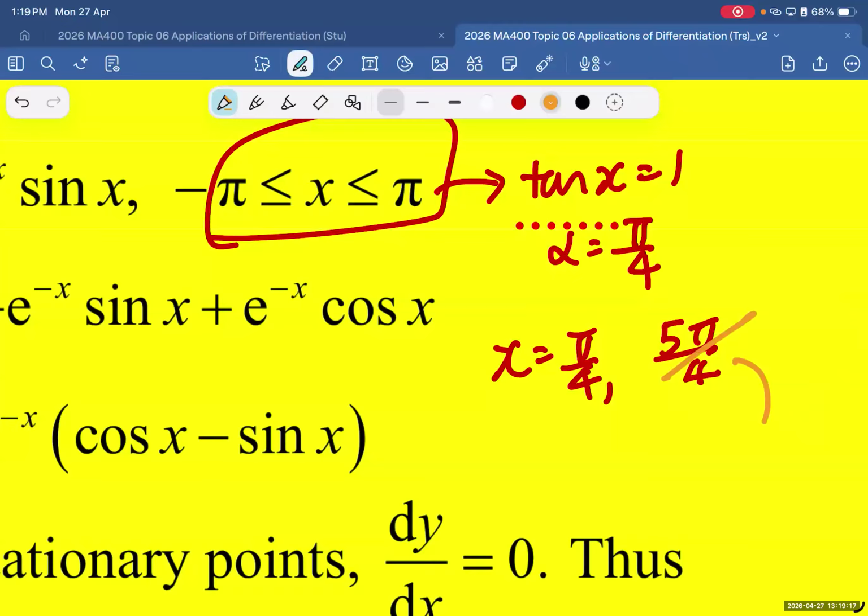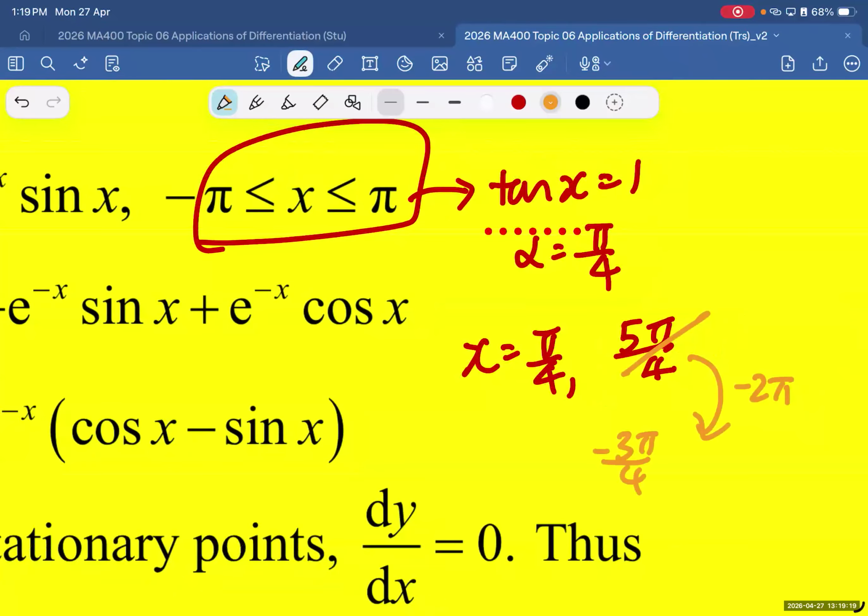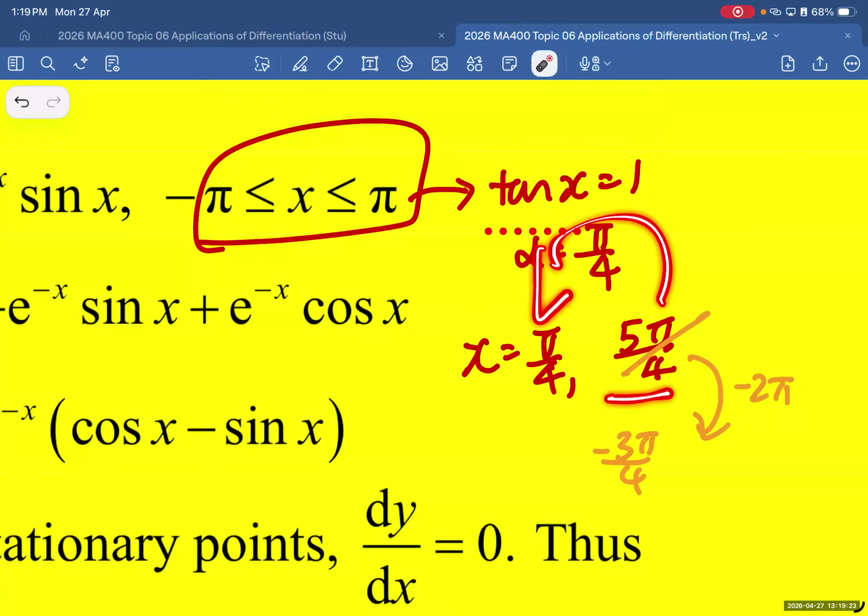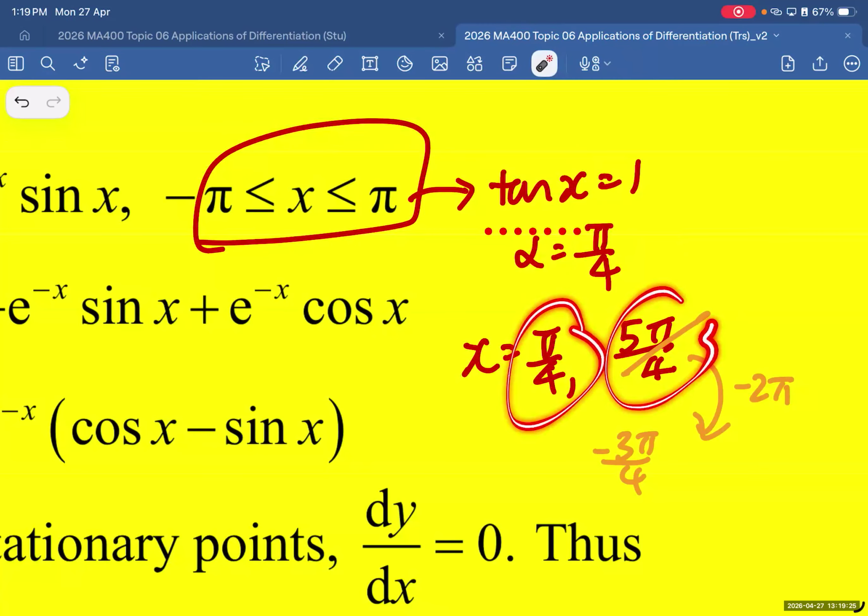I'm teaching them just finding the quadrant 1 point without proving. Of course, if you are fast, you can straight away write down the answer.